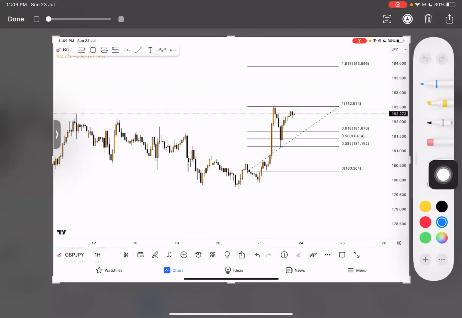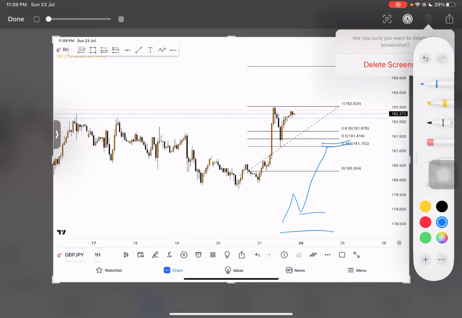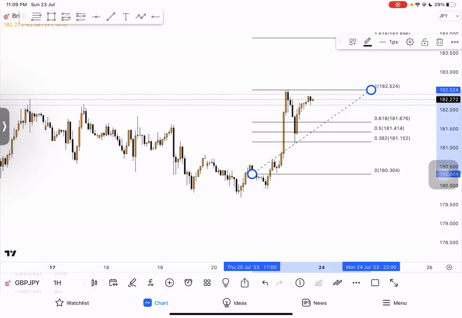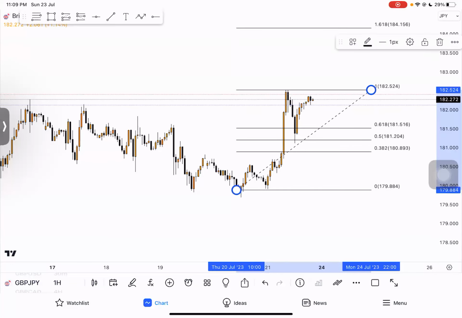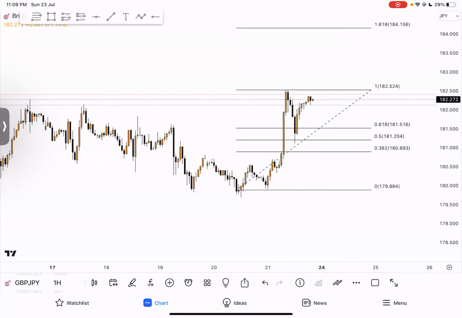It must have somewhere like this. Okay, you can take from here to here, you can take from here to here also. But for me, usually I just take from the highest to the lowest of the structure. I will just place it until this one. The minimum requirement for me is to place the swing high to swing low.